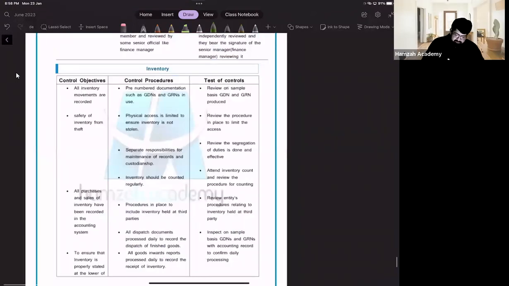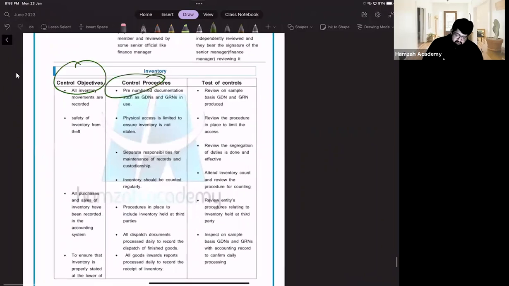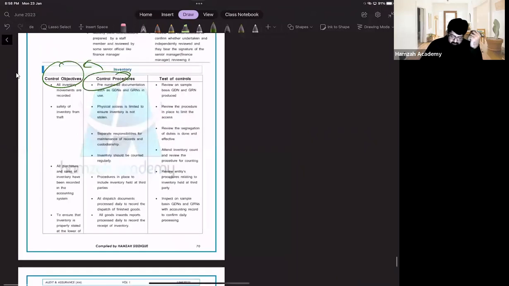Inventory, objective, and procedure, you will read yourself, because it is the same inventories for sale and purchase, same thing. Nothing different.